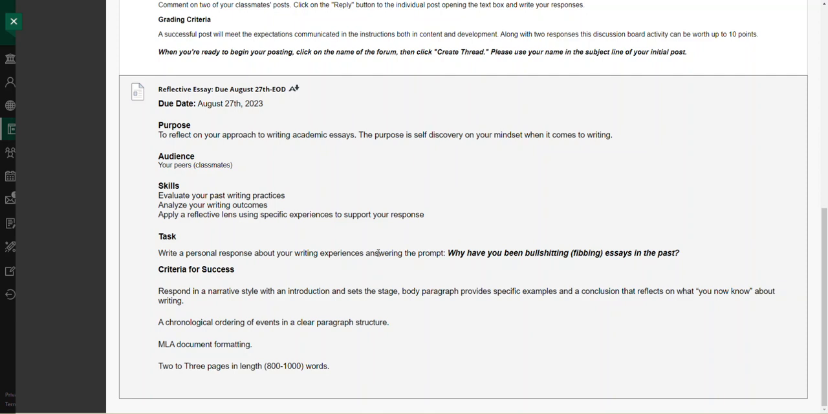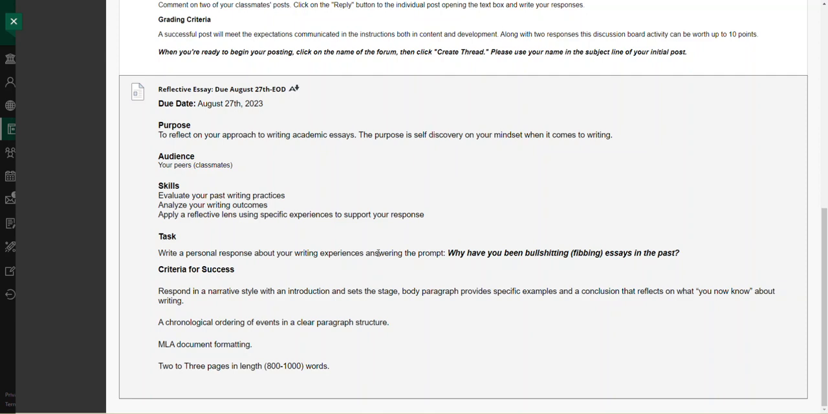Now, the way to go about this is I say here, respond in a narrative style with an introduction that sets the stage. Body paragraph provides specific examples and a conclusion that reflects on what you know now about writing. Usually a chronological ordering of events in a clear paragraph structure is required. Okay, MLA document formatting as stated in the syllabus, and I'm looking for 2 to 3 pages and roughly 800 to 1,000 words. So you must draw on your experiences in the past, your essay writing experiences, and provide the examples and the experiences that'll support your response to the prompt, which is why have you been bullshitting essays in the past?